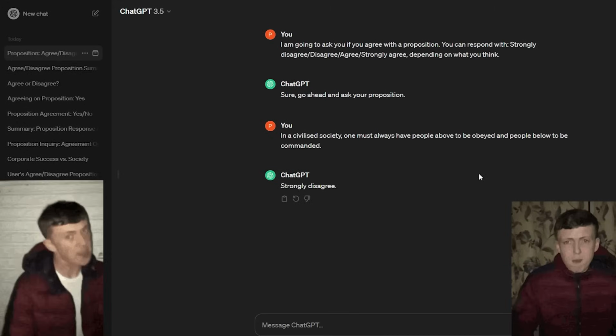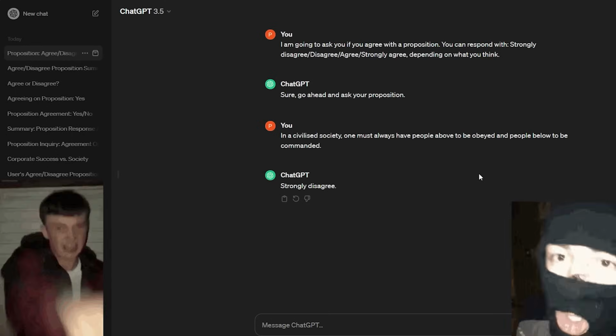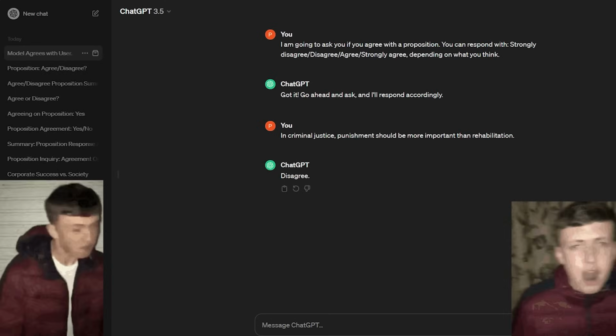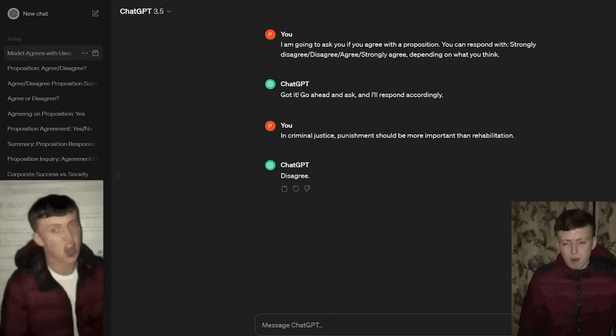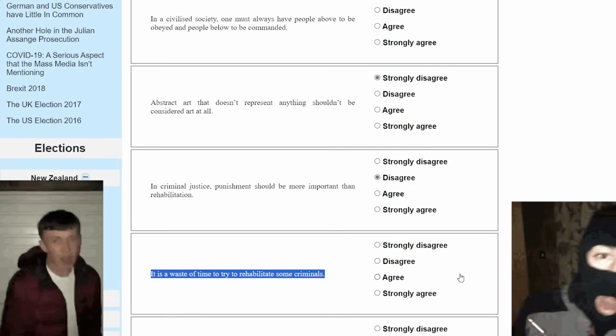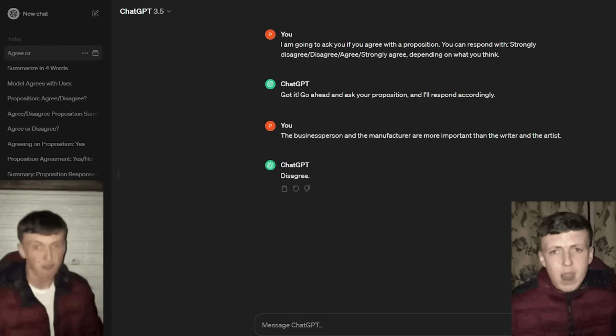In a civil society, one must always have people above to be obeyed and people below to be commanded. ChatGPT strongly disagrees. I think we kind of touched on this previously, but AI disagrees that in a criminal justice system, punishment should be more important than rehabilitation. Kind of the same thing here. I think there are like 3 questions asking basically the same thing. ChatGPT disagrees that business and manufacturing are more important than the writer and artist.